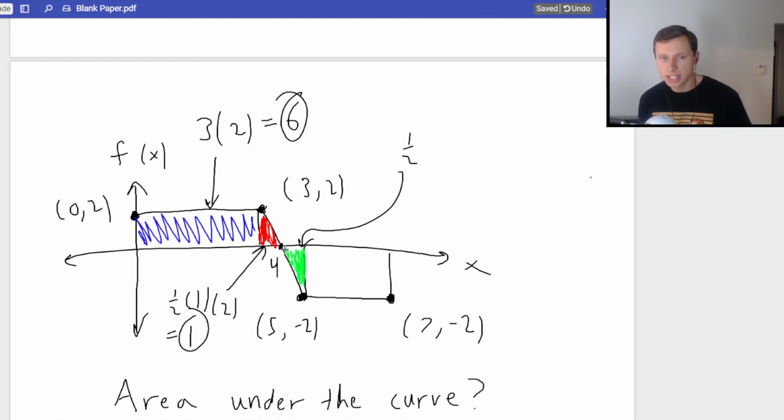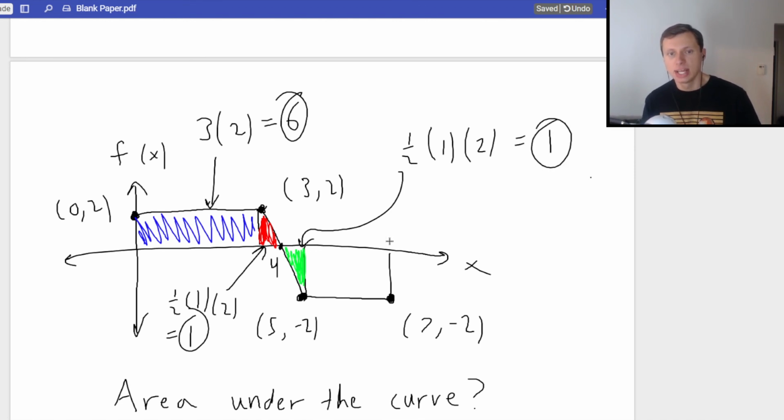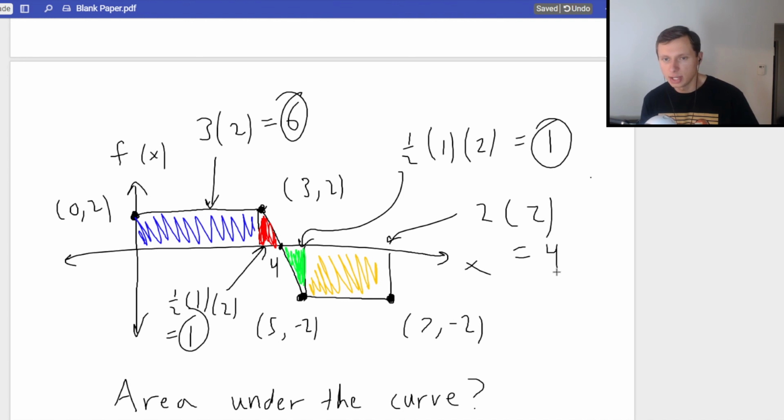So for the green, notice I have 1/2 base times height. The base is from x equals 4 to x equals 5, which is a base of 1, times a height of negative 2. But again, I asked for area under the curve, which means they want me to give all positive numbers. So again, this is going to equal positive 1 because the 1/2 and the 2 cancel. Now we just need to finally find the area of this last, let's say, yellow rectangle right here. That rectangle has a base from x equals 5 to x equals 7, which is a base of 2, times a height of negative 2, which I don't care about the negative, so just keep it positive. We'll get a final area of 4.